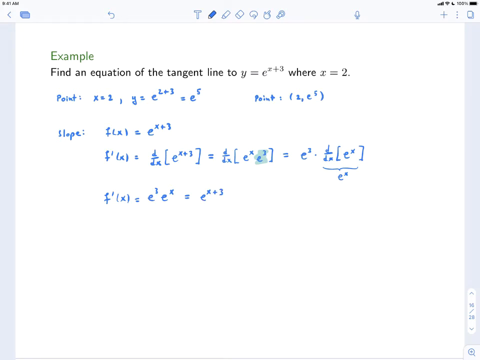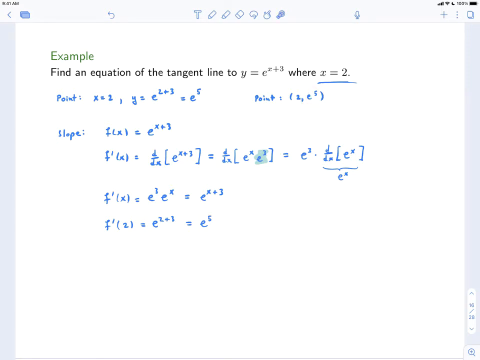So it turns out that the derivative of e to the x plus 3 is also e to the x plus 3. Now what we're interested in is the case where x is equal to 2. So that's f prime at 2 is equal to e to the 2 plus 3, which is e to the 5, which was also our y value for our point.